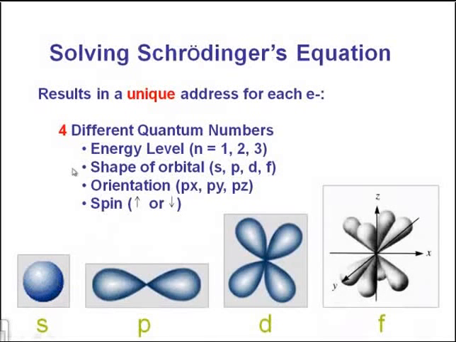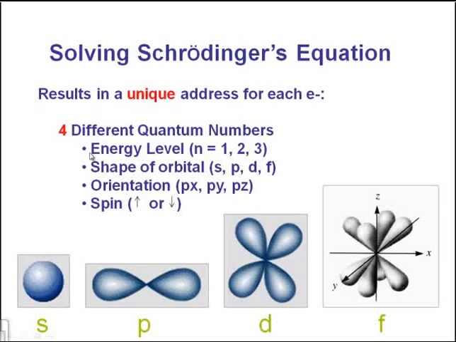And one of the quantum numbers you get is this shape of orbital. S is a spherical shape. P is kind of like a figure 8. A D has lots of different shapes. This is just one of them. And P's also have different shapes. But what you solve for in Schrödinger's equation is what's called 4 quantum numbers. So each electron has a unique address based on those 4 quantum numbers.